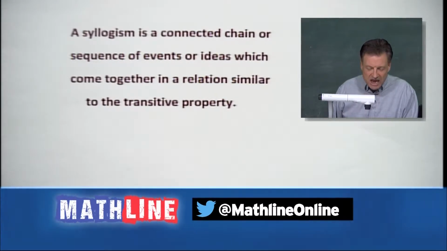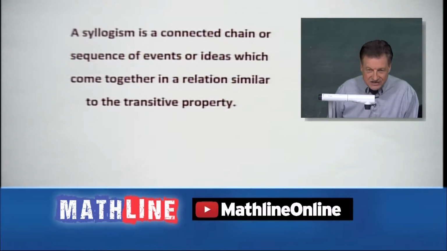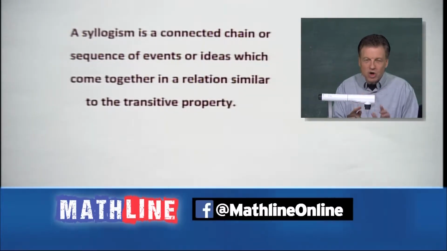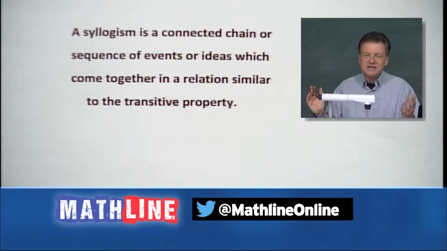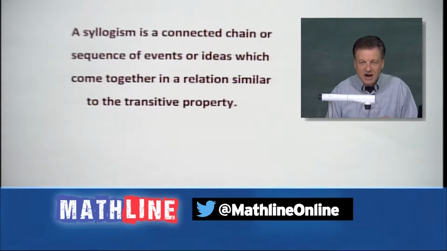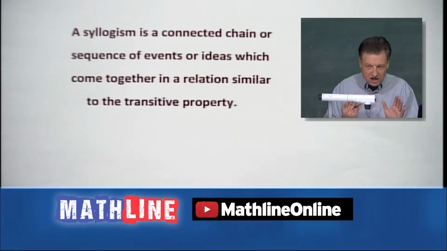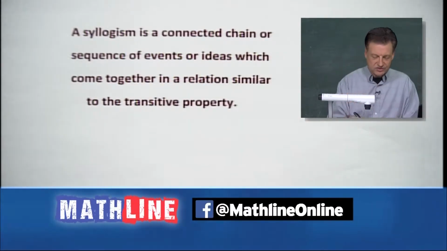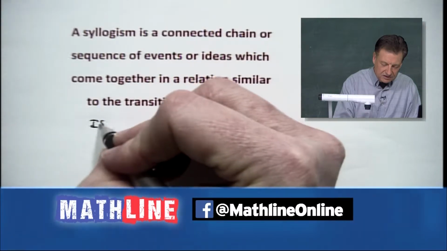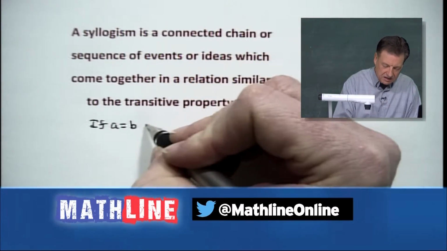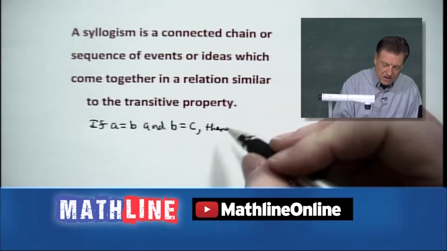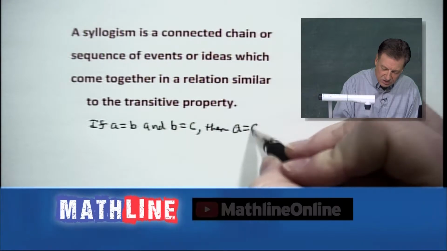It's a connected chain or sequence of events or ideas which come together in a relation, and I used a property that I hope we've heard of. They teach this so much in the schools. It's basically so much of what geometry works with, also your algebra, and if you haven't heard it, it's not a hard concept. But what it basically says, and it will make total sense, is: if A equals B and B equals C, then guess what? A should equal C.